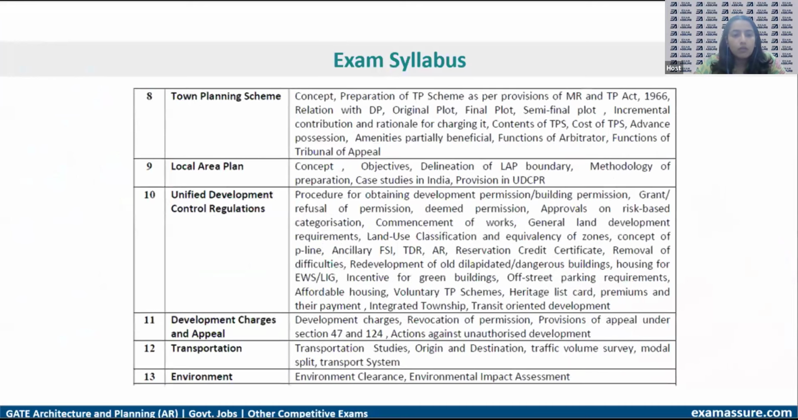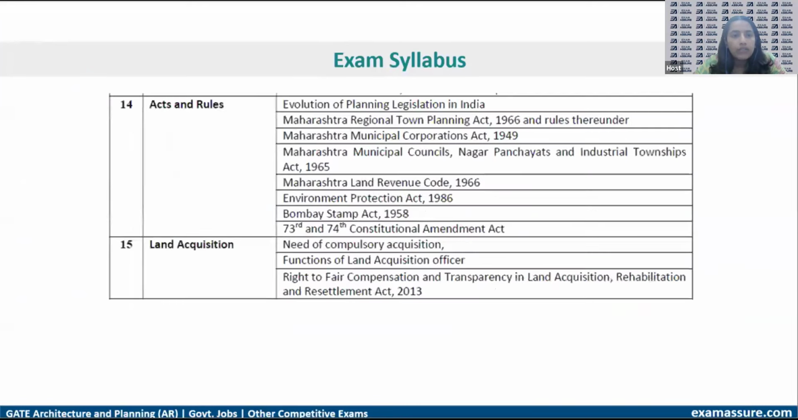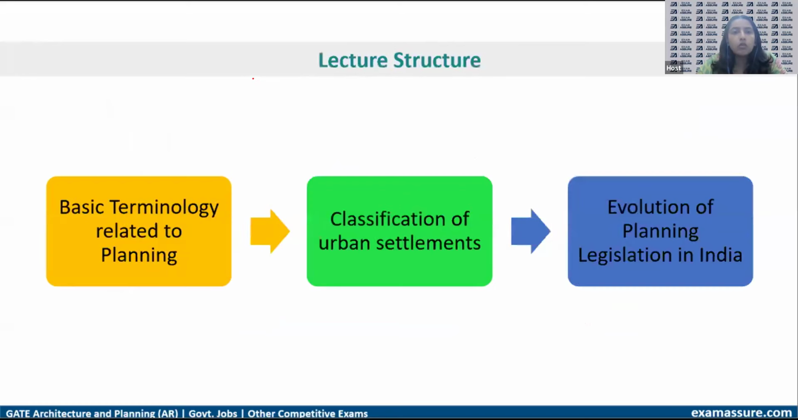So what we are going to cover today is the basics of planning, right? Some features of Indian urbanization. Along with that, the part of evolution of planning legislation in India. So as far as the lecture for today is concerned, we will be looking at the basic terminology related to planning, classification of urban settlements, and then evolution of planning legislation in India.